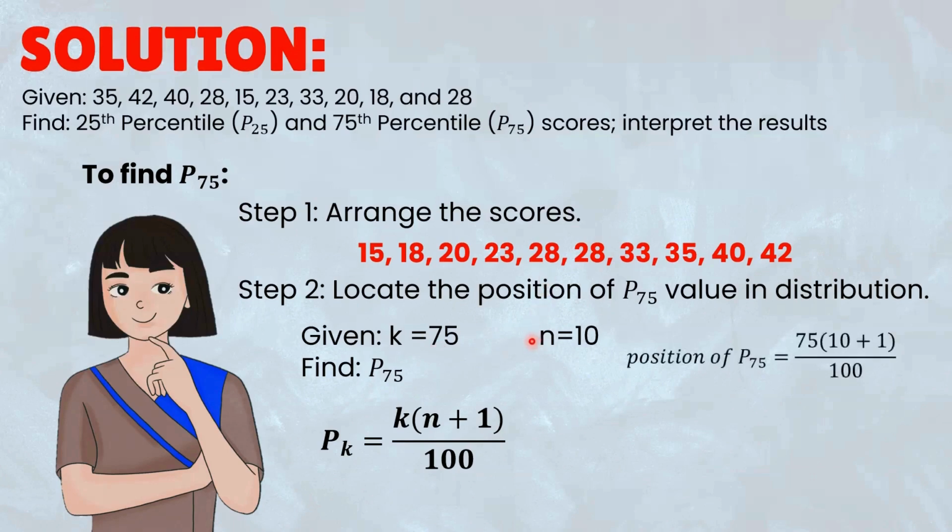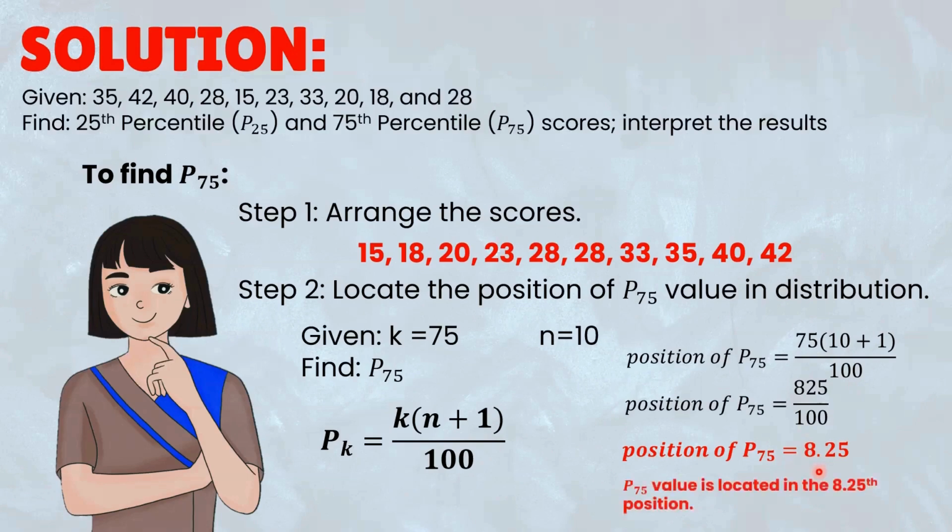We now substitute the given to our formula. So the position of percentile 75 is equal to 75, this is our value of k, and we replace n by 10. Okay. And then we copy the rest from our formula, plus 1 over 100. We perform the operation. 10 plus 1 is 11, times 75. That gives us 825 divided by 100. So we have here our answer, which is 8.25.